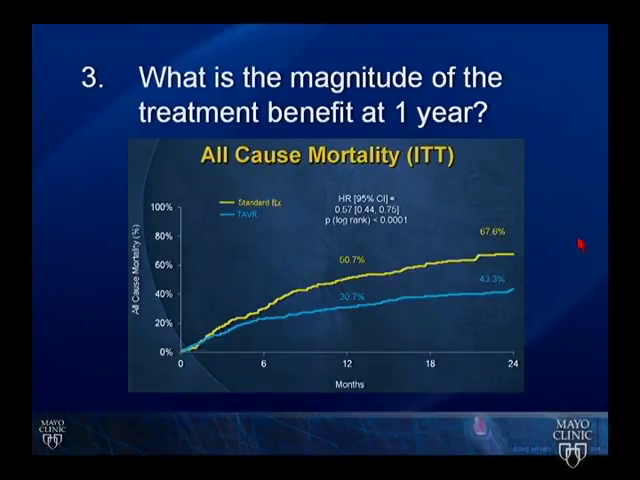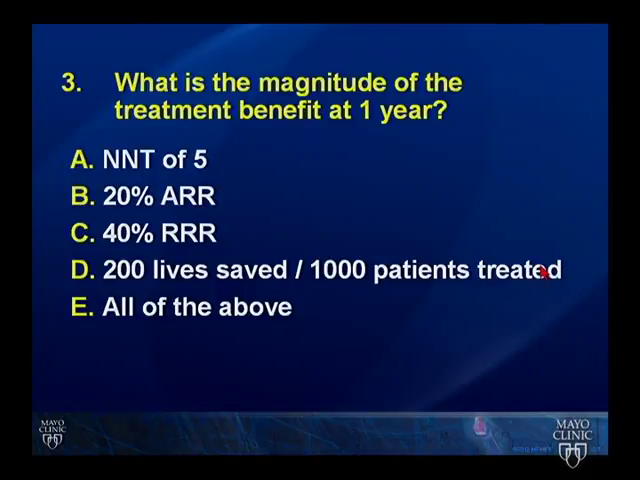Okay, I'm sure many of you will recognize this. These are the main results of the PARTNER Cohort B trial. My question for you is, what is the magnitude of the treatment benefit at 1 year? So here's the standard treatment, 50.7% at 1 year. Here's the TAVR patients, 30.7% at 1 year. Okay? So here are your choices. What is the magnitude of the treatment benefit? Let me go back one slide, because I've got the question there, and then they can look at the graph.